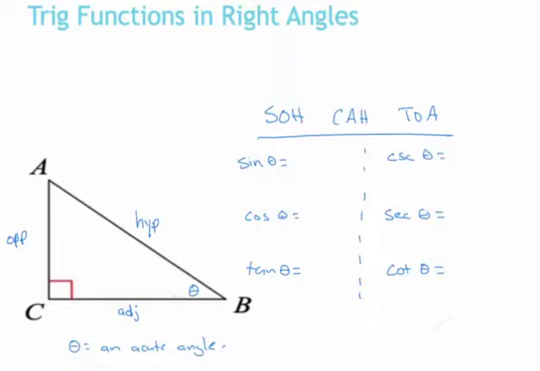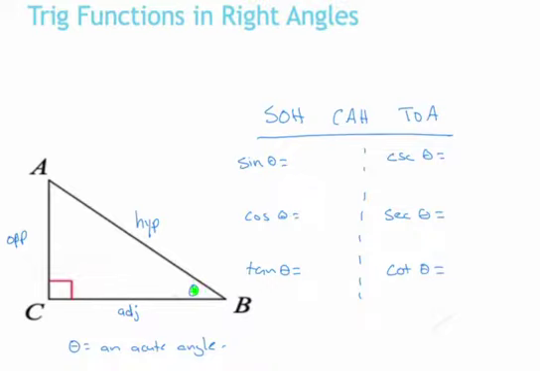We're going to begin. This is the first lesson on trigonometry. Let's start off by defining parts of the right triangle that we have down here. We're going to start off with an angle, which is theta, and theta is going to be an acute angle.